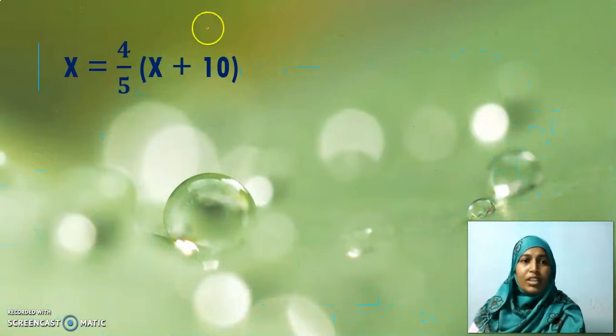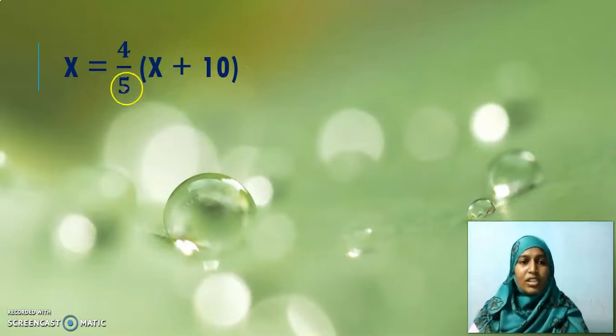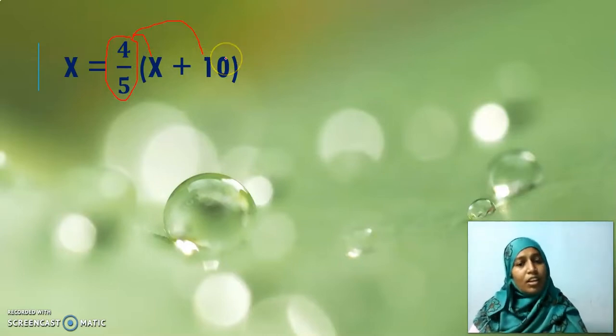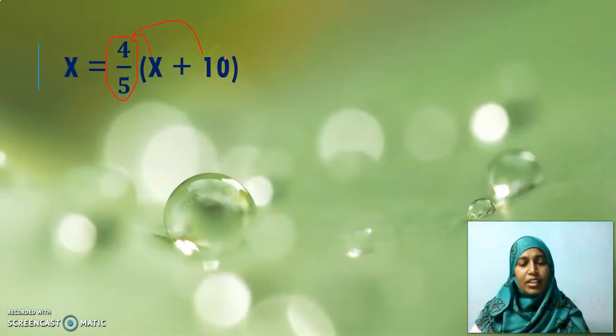Here the next question is x equals 4 by 5 into (x plus 10). Immediately what strikes our mind is, to remove the bracket, I have to multiply this 4 by 5 with x as well as 10. Isn't it, my dear children? Did anyone get some other idea other than this? Hope one or two would have got it.